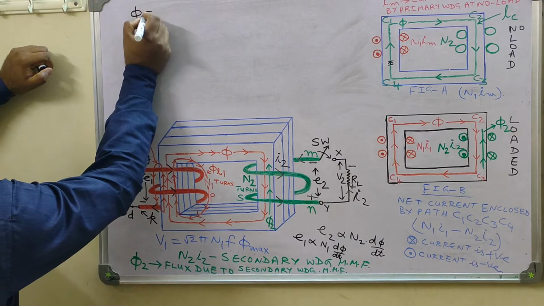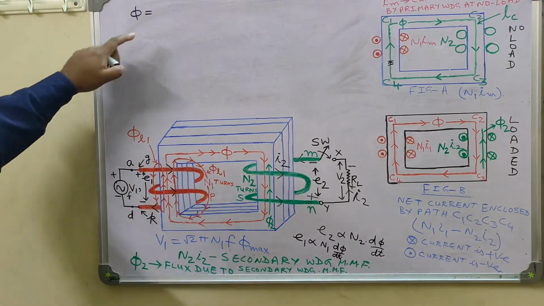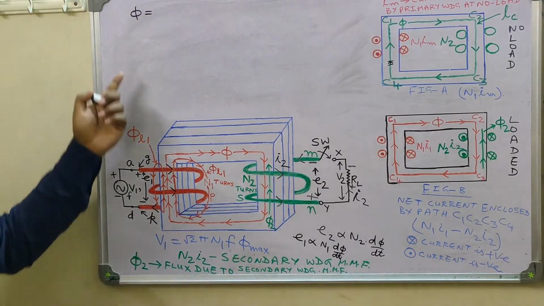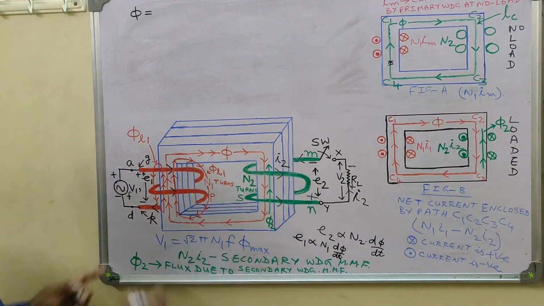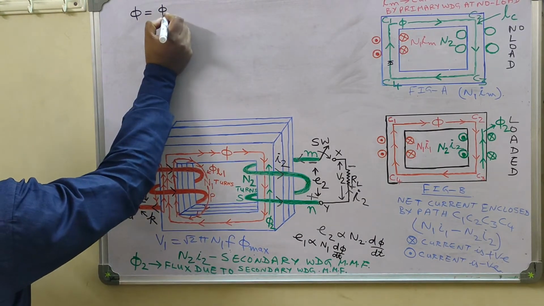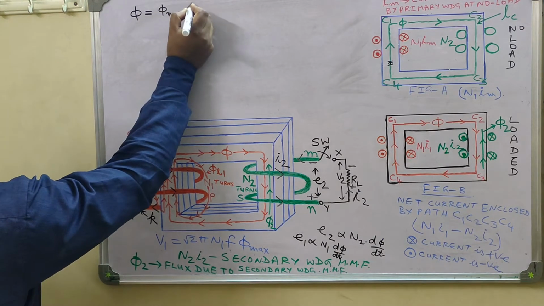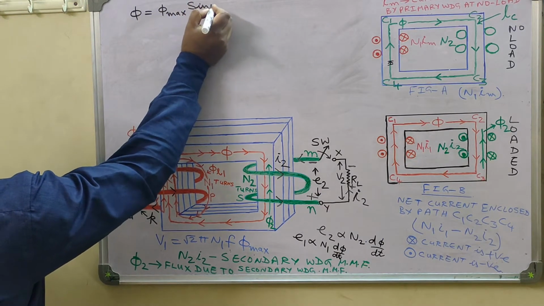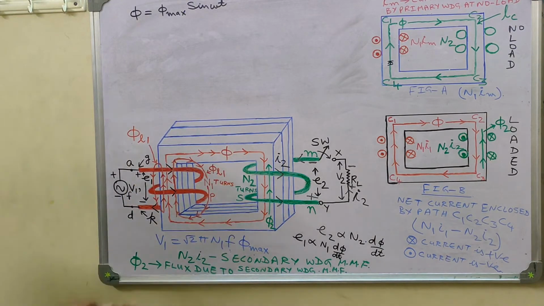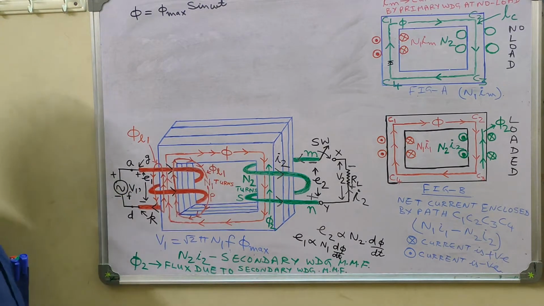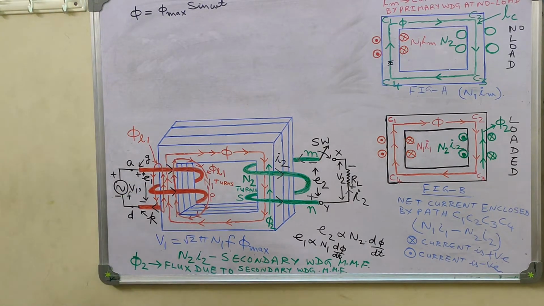We have assumed that the instantaneous value of the mutual flux passing through the magnetic core of the transformer is given as phi equals phi max sin omega t. This is what we assumed, because the mutual flux is changing in a sinusoidal way, so we can always write phi equal to phi max sin omega t.